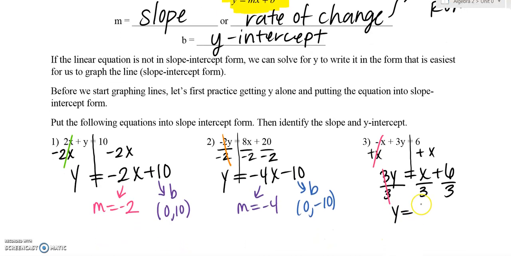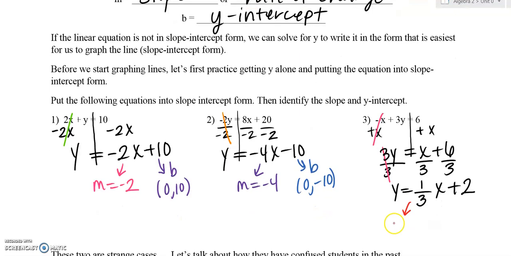y is going to equal 1 over 3. Fractions are okay. 1 over 3x plus 2. Let's label some of these pieces. That 1 over 3 is my slope, so m is 1/3. Remember, this means you rise 1, you would run 3. And that 2 on the end is my b value. Writing that as a coordinate, I have (0, 2).